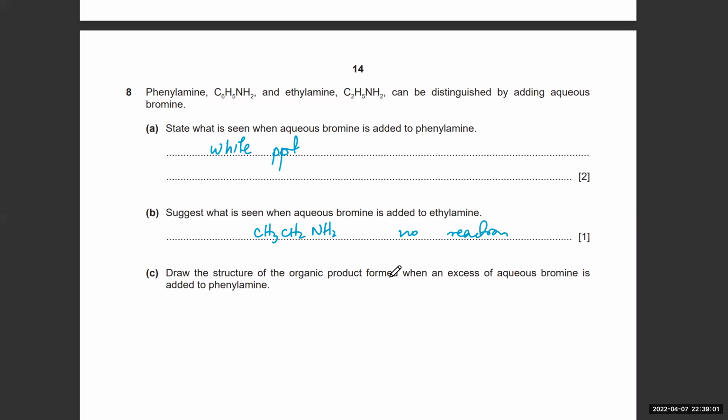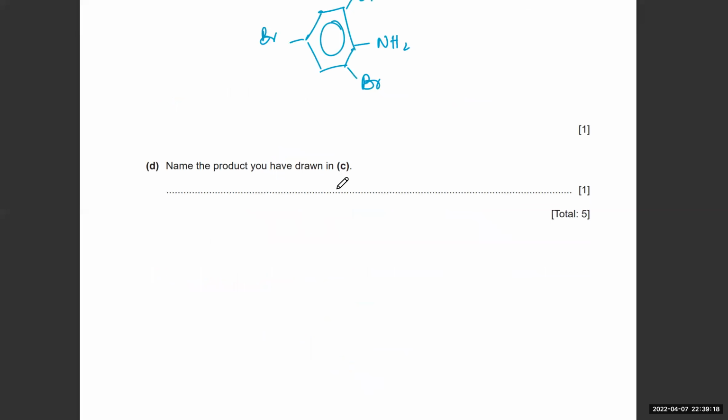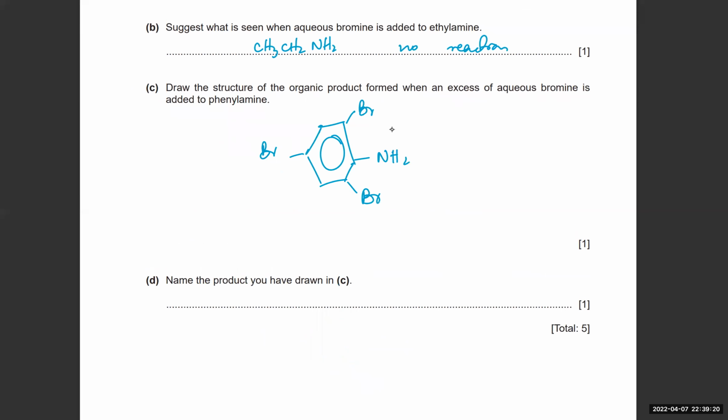Draw the structure when aqueous bromine is added to phenylamine. Phenylamine is this thing with NH2, and bromines will get added to positions 2, 4, and 6. And name the product you've drawn. That's 2,4,6-tribromophenylamine.